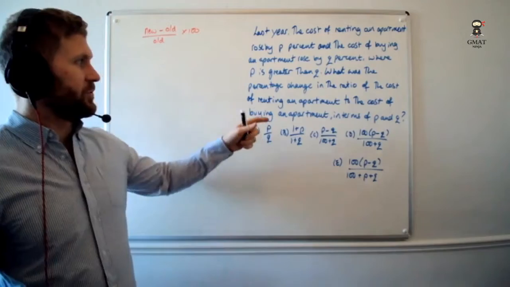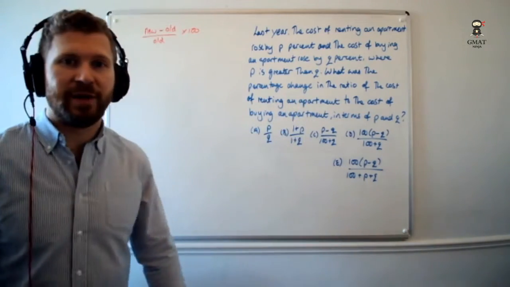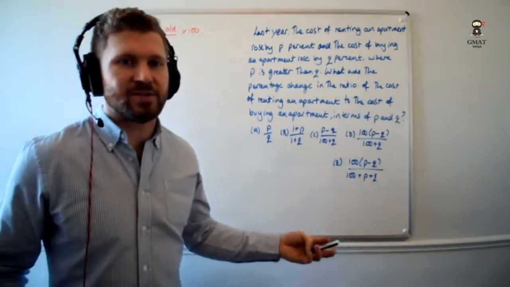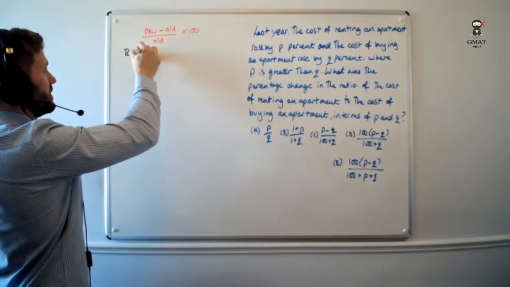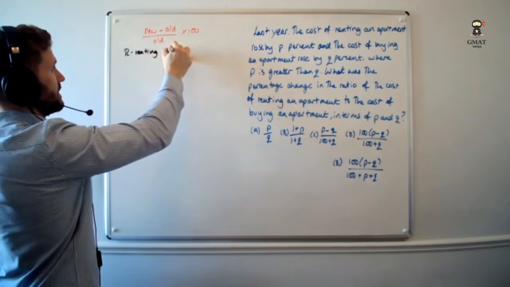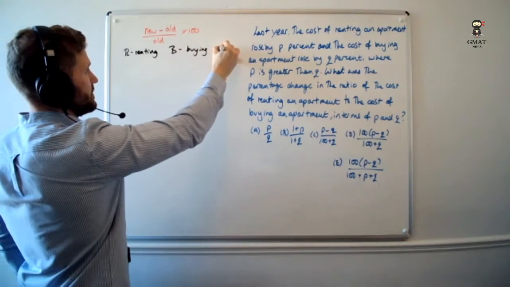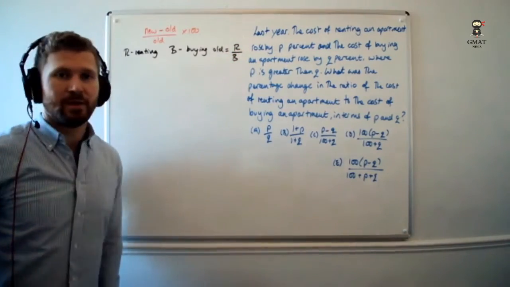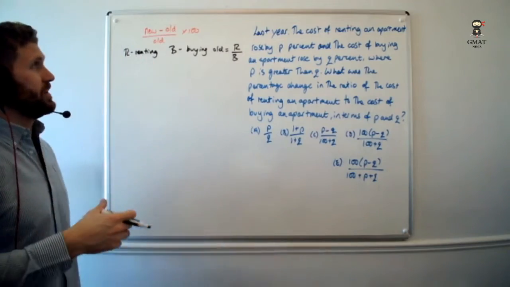We're looking for the ratio of the cost of renting an apartment to the cost of buying an apartment. Now, in this whole thing, we've not been given any variables for that, so I'm going to say capital R is the cost of renting, and capital B is the cost of buying. So the old ratio is just going to be R over B, the ratio of the cost of renting to the cost of buying.